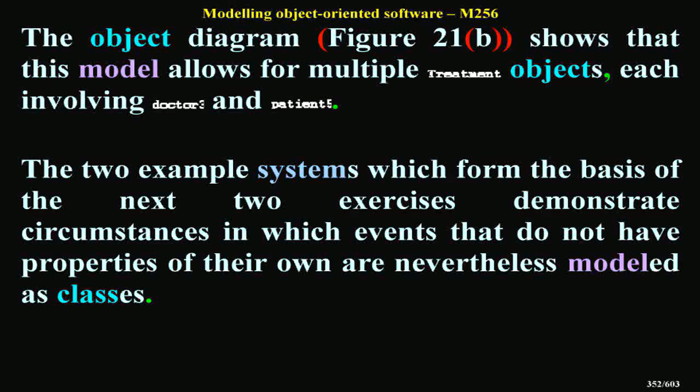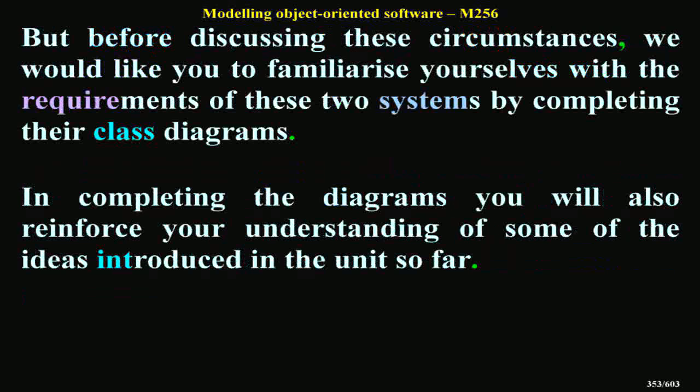The two example systems which form the basis of the next two exercises demonstrate circumstances in which events that do not have properties of their own are nevertheless modeled as classes. But before discussing these circumstances, we would like you to familiarize yourselves with the requirements of these two systems by completing their class diagrams. In completing the diagrams you will also reinforce your understanding of some of the ideas introduced in the unit so far.